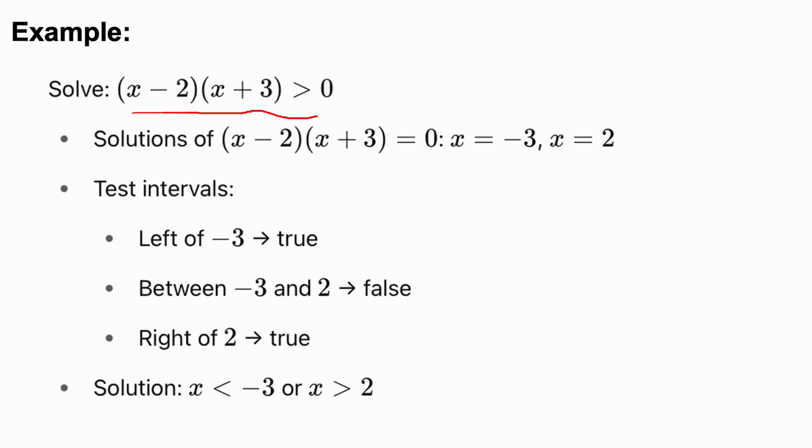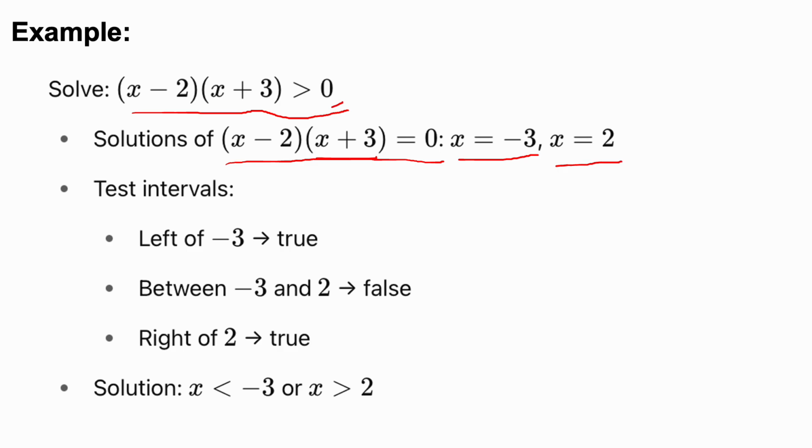This inequality says (x minus 2) multiplied by (x plus 3) is greater than or equal to 0. We are asked to find the values of x which satisfy this inequality. So, first thing that I will do is put it equal to 0. (x minus 2)(x plus 3) equal to 0. And it is very easy to find that the solution for this equation will be x equal to minus 3 and x equal to plus 2.